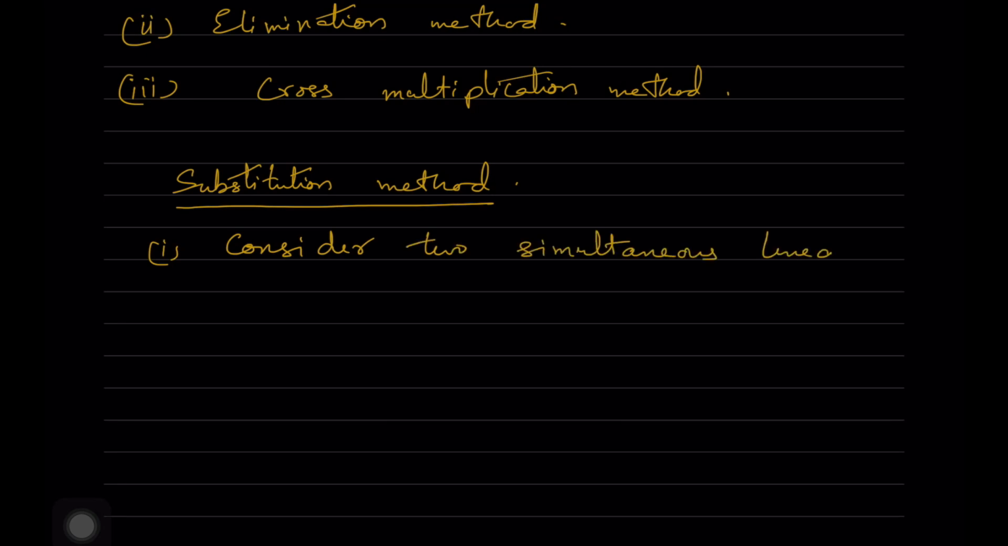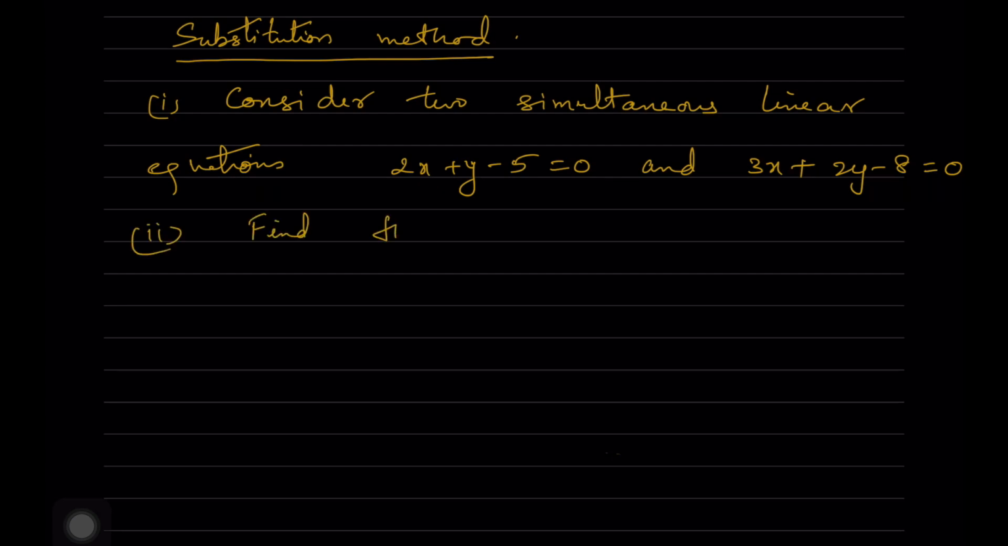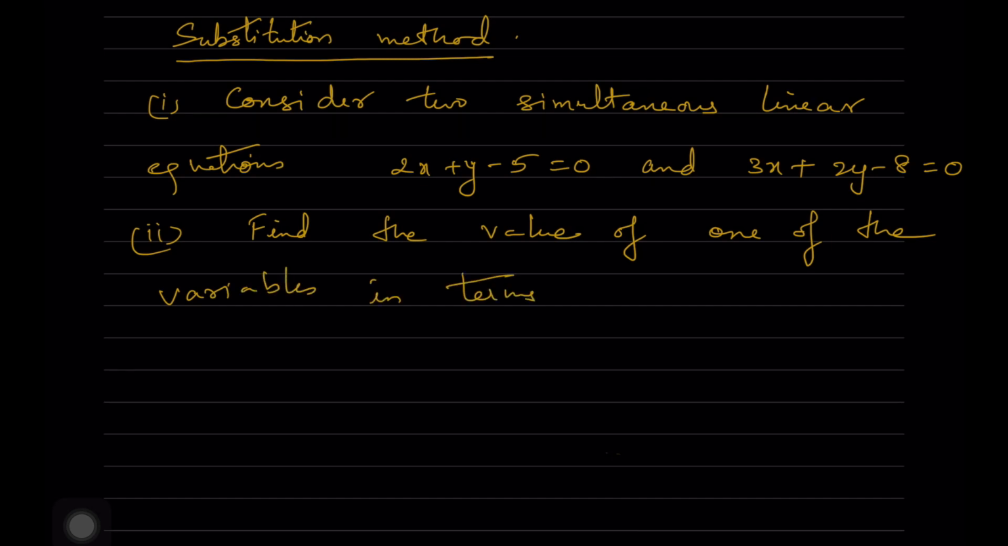Consider two simultaneous linear equations. Some two linear equations I am considering here, and we are trying to solve them. How to do this method, we'll see over here. So 2x plus y minus 5 is equal to 0 and 3x plus 2y minus 8 is equal to 0. Now find the value of one of the variables in terms of the other.